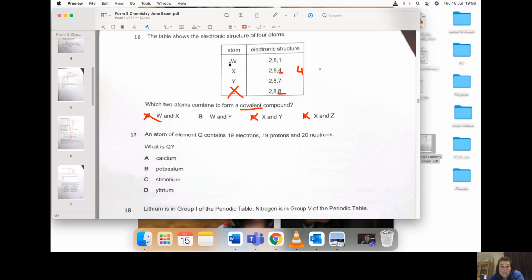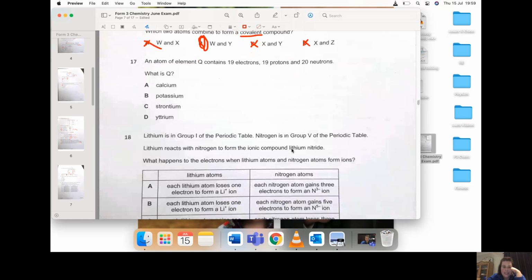If we look at W and Y, W can share its 1 electron with Y to make 8. Y's 7 electrons can also be shared with W to make 8. W and Y can form a covalent bond. So what you're looking for in this answer is how do I make my 8 electrons in the easiest way possible? And it's when you mix W and Y together.